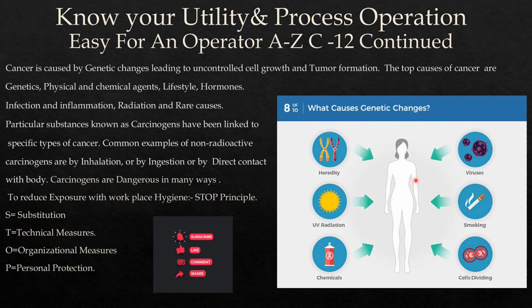What causes genetic changes? Heredity plays a vital role. UV radiation due to sunlight and other things, radioactive chemicals, non-radioactive chemicals. Some viruses will also lead to cancer. Smoking is injurious to health. It also leads to cancer and cell dividing. We can see the preventive measures and other chemicals which are giving carcinogens in the next slide.